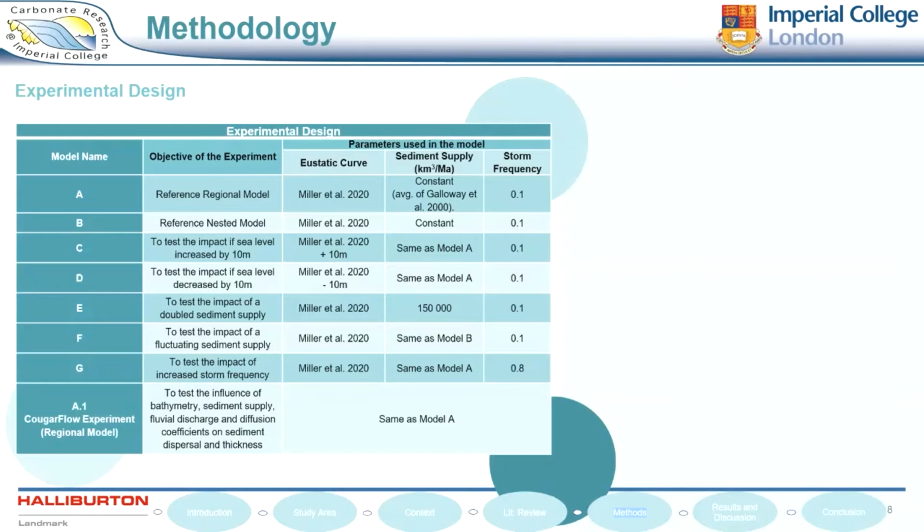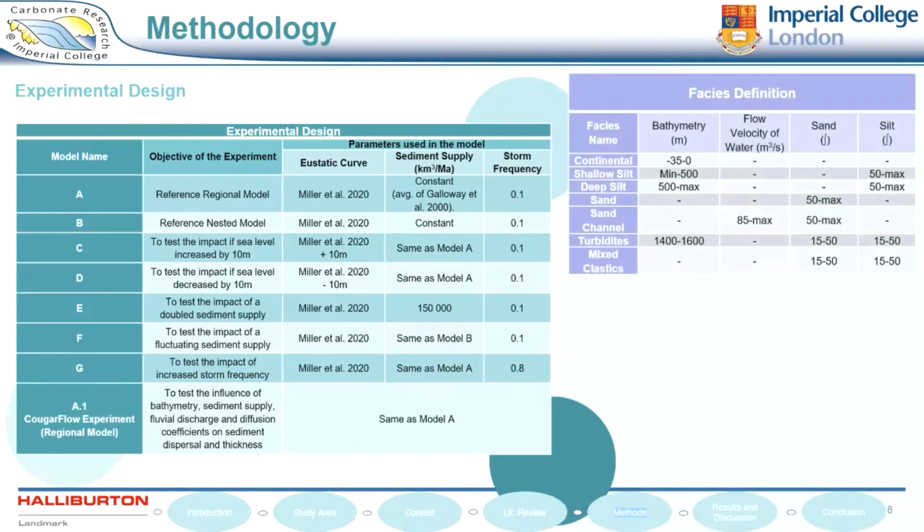Models C and D tested the sensitivity of the Miller 2020 sea level curve. Models E and F looked at the impact of a doubled sediment supply compared to a fluctuating sediment supply. And Model G tested the impact of increased storm frequency, with Model 8.1, the Cougar flow experiment for the regional model. So the facies definitions were incorporated from the Darwin assessment workflow.